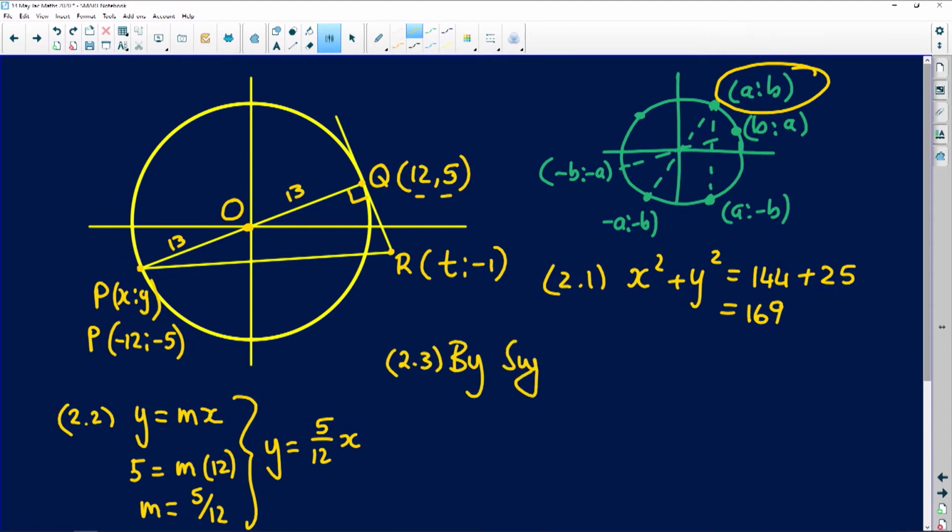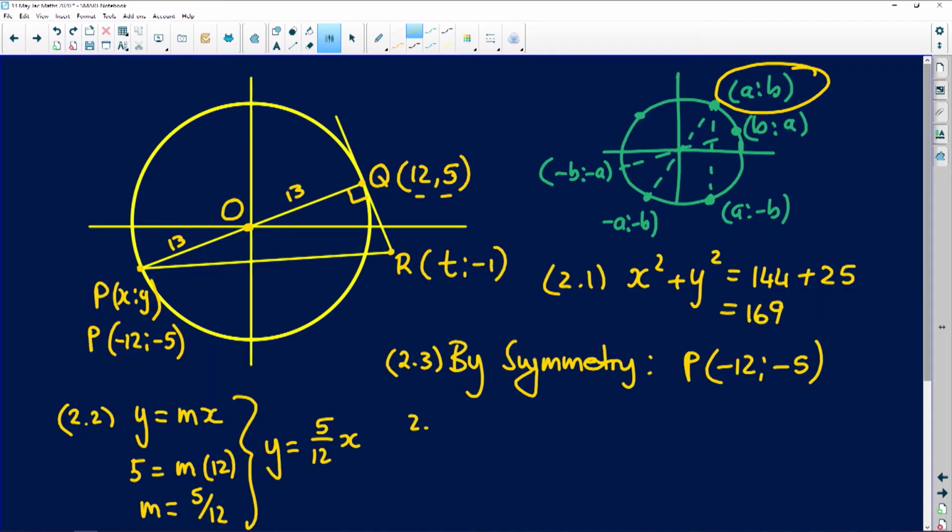Oopsie, that y looks wonky, but it's a y. By symmetry, the point P is the point minus 12, minus 5. You know what? They have to give you full marks for that. You used a mathematical principle that is a very big idea across mathematics. So as long as you said by symmetry, P is the point minus 12, minus 5.